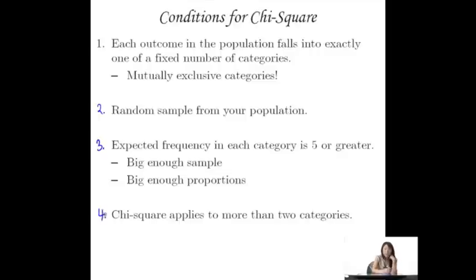And the final condition is not really a condition. It's just something I wanted you to know as a rule. The chi-square goodness of fit test, which is all we've been talking about so far, actually applies to more than 2 categories. You don't just have to have 2 categories. You could have 3 or 4 or 5 or 6, but they do need to be mutually exclusive, and each outcome in the population must be able to fall into any one of those. Okay, so those are the conditions.